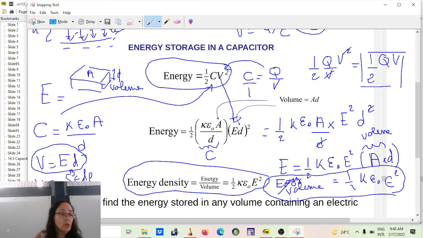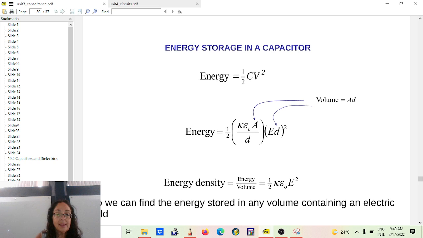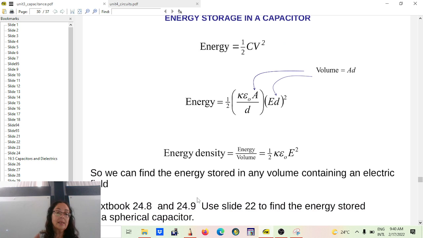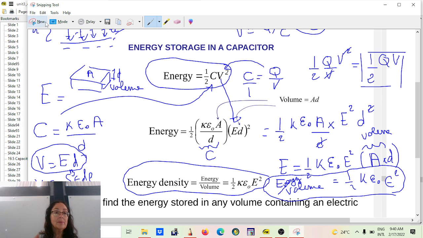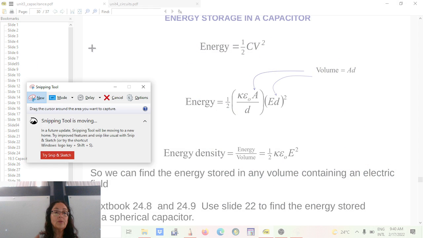So I think I'm going to use that for the pop quiz, because here it says see next week pop quiz. It says see textbook 24.8 and 24.9, and that problem. So that's what I'm going to use for the pop quiz.